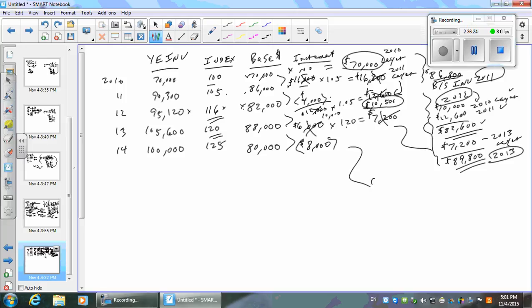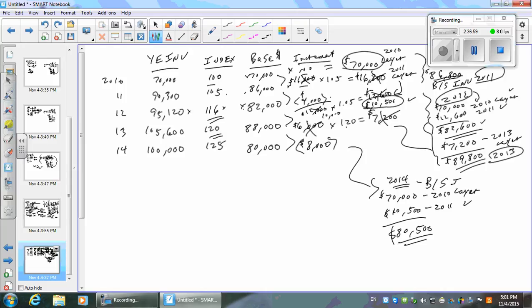So for this year, what do I have? I have the base layer, 70,000. So this is for 2014. I have the base layer of 70,000, right? That's the 2010 layer. It's the base layer. From 2011, what do I have? 10,500. And what is my total inventory, everybody? 80,500. Ta-da. That's what's going to go on my balance sheet. Okay? 2014. And you just keep going, keep rolling.